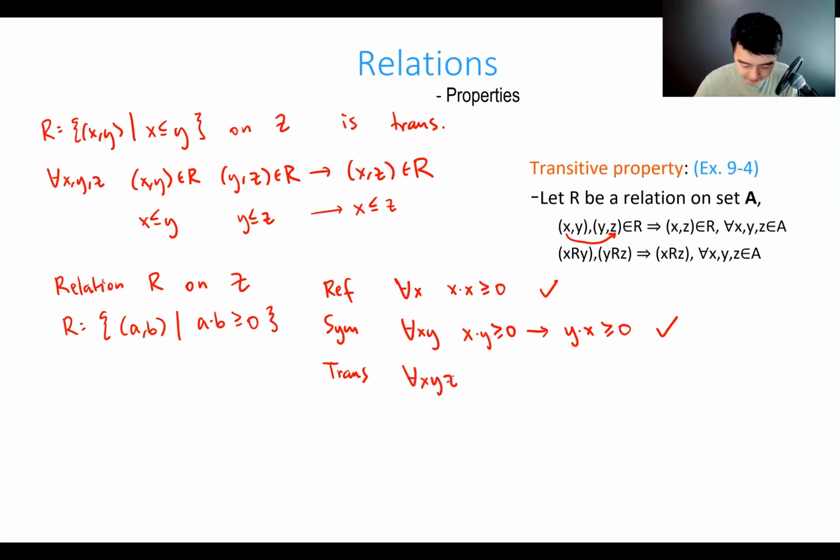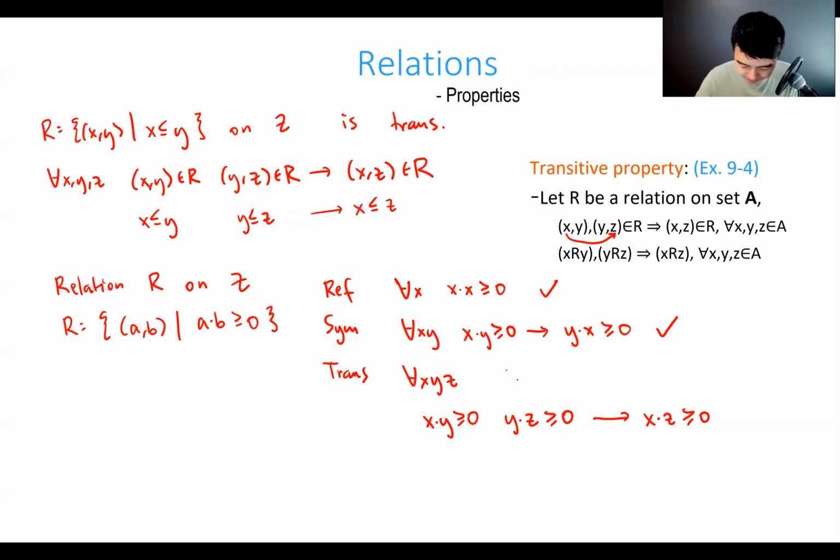Okay, transitive. For all x, y, z, is it true that if x times y is greater than or equal to 0 and y times z is greater than or equal to 0, this implies that x times z is greater than or equal to 0? Now is probably a good time to pause this video and think about it for yourself. Is it a true or false statement? If it's true, there is a mini proof that goes with it. Can you prove it? If not, there must be a counterexample, in which the thing before the arrow is true but the thing after the arrow is false. You can try that, but let me give you the solution.